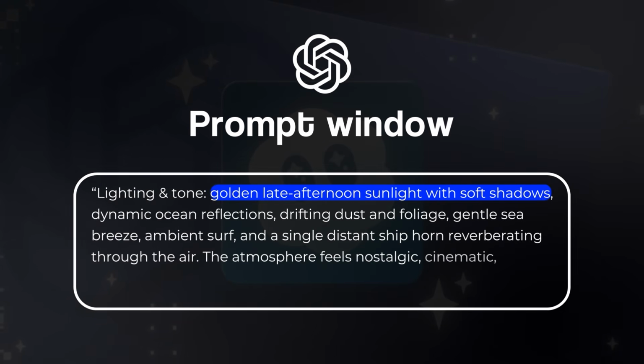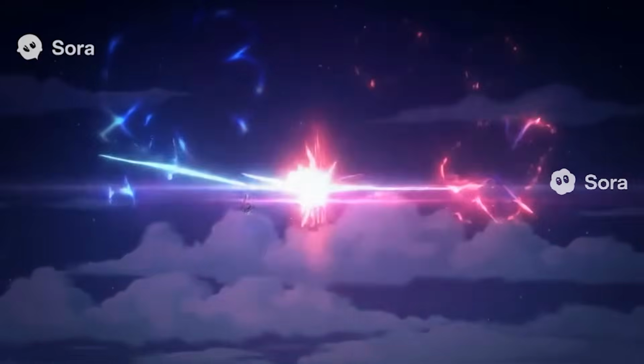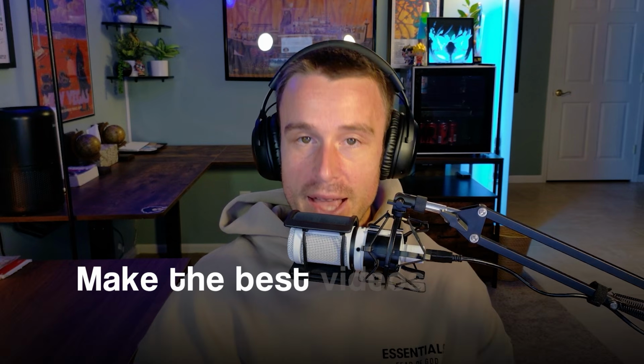The last is lighting and tone. We want to end with a single paragraph that defines the scene's overall look and feel. Lighting, atmosphere, and emotional tone. This is what ties everything together, and it's actually incredibly important that we do this in every single prompt. So this is usually saying something like golden late afternoon sunset with soft shadows, dynamic ocean reflections, details about the scene that don't necessarily belong at the top of your prompt, however fit really well at the end in order to tie everything together. Sora as a whole right now as a video generation platform is the best platform at understanding and reacting to your prompts, so it's super important as a creator that you understand how to use it correctly to make the best videos possible.